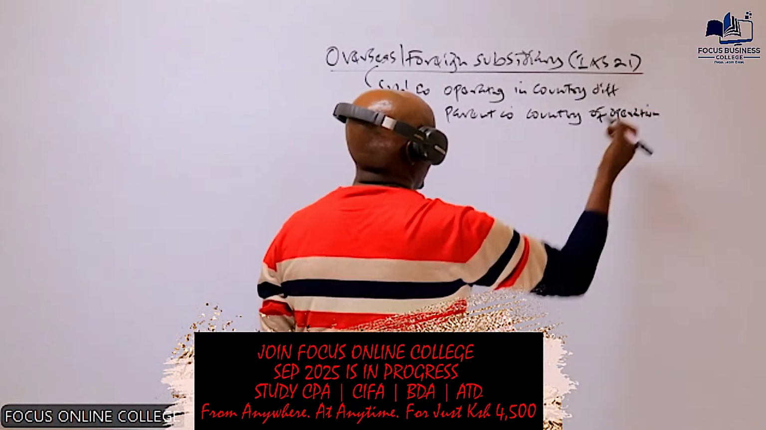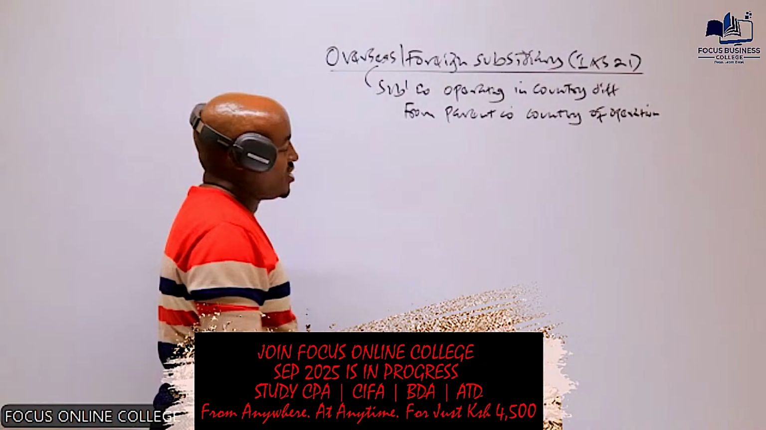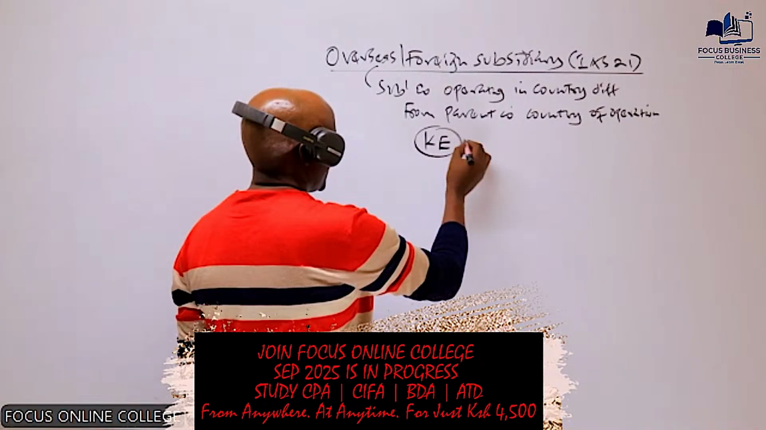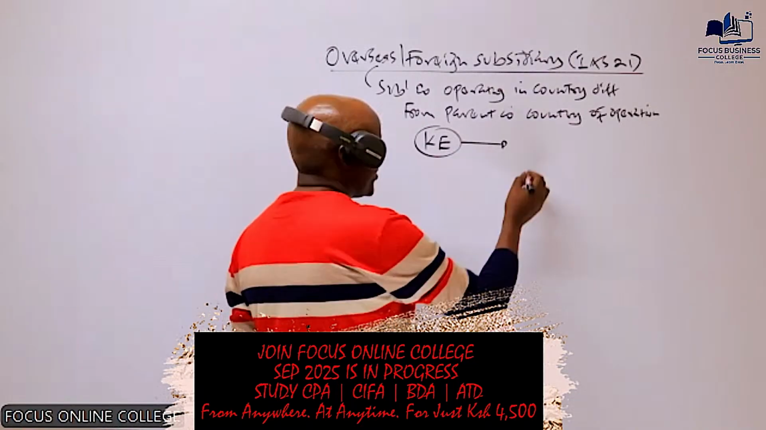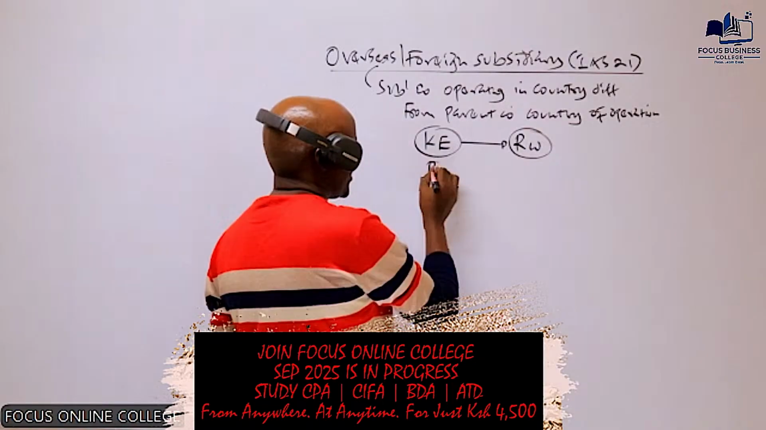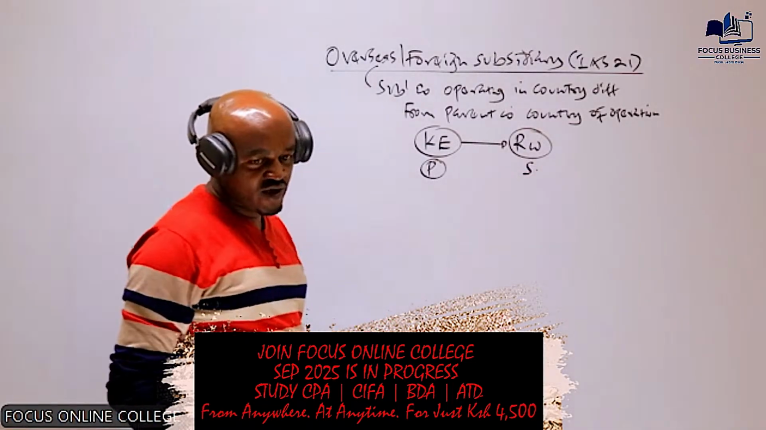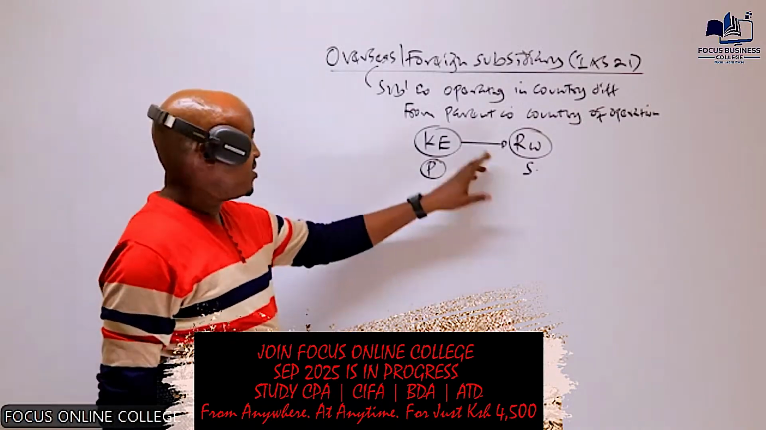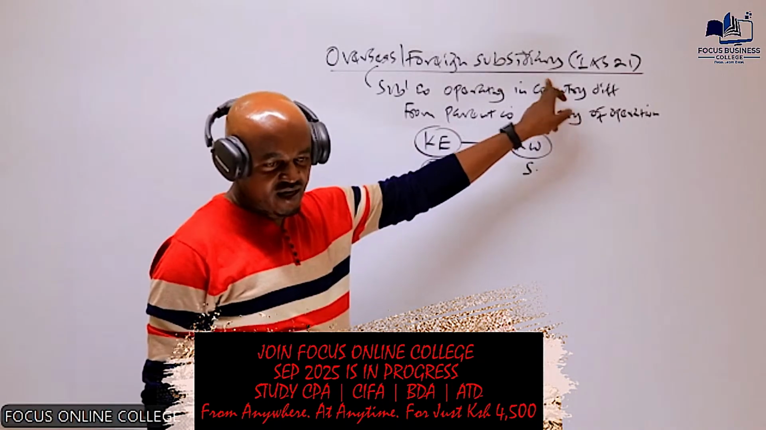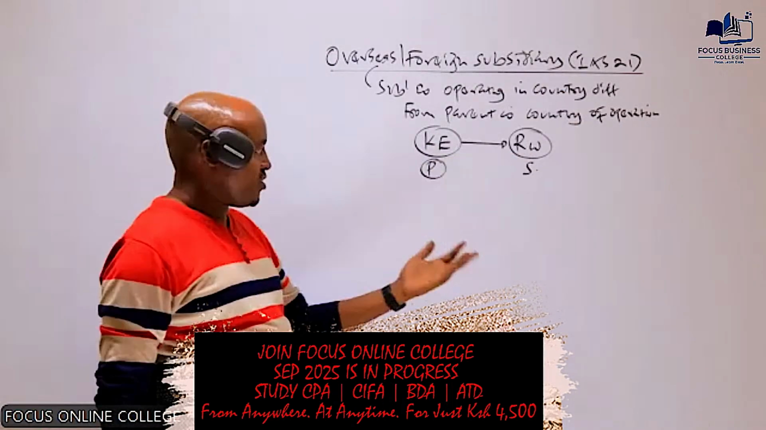For example, we may be told that a company which is operating in Kenya has acquired a subsidiary which is, for example, operating in Rwanda. So the parent company is operating in Kenya, the subsidiary is operating in Rwanda. So this is a foreign, or overseas, subsidiary. Now in this case, how do we prepare the group account?